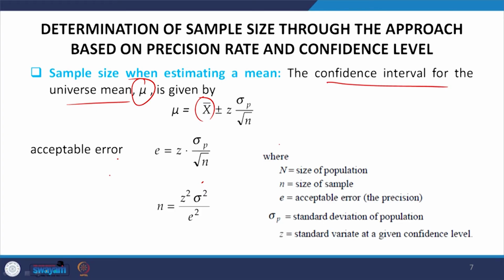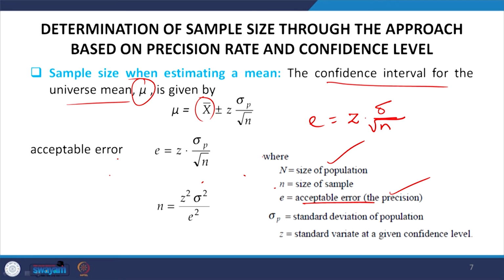Now, this is correctly mentioned in this particular example. How could we do it if we just adjust the equation? Here E is given as z times sigma upon the square root of n. Capital N is the size of the population, small n is the size of the sample, and E is the acceptable error, which is also called precision. Population N is not given, as I already mentioned, if it is not known, and this is the formula.